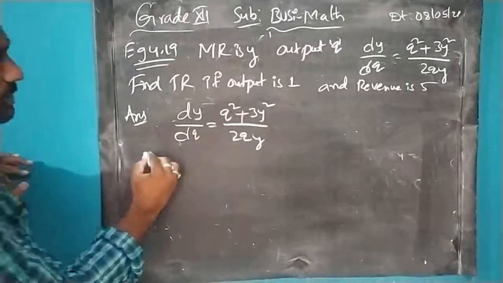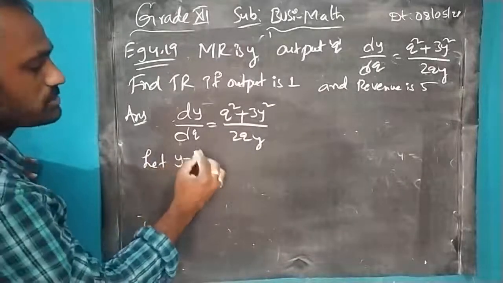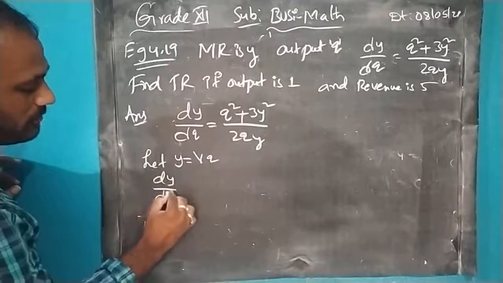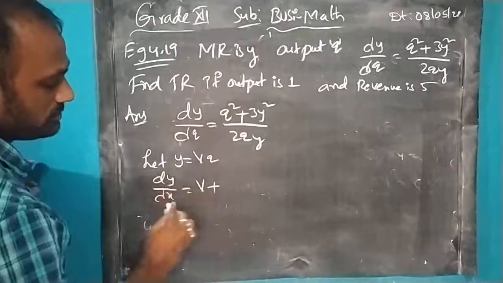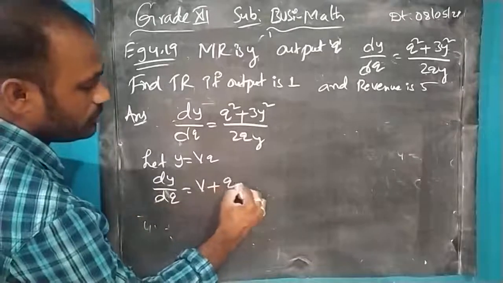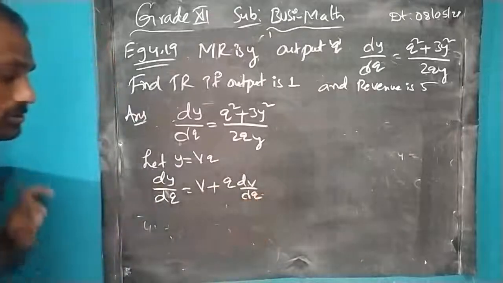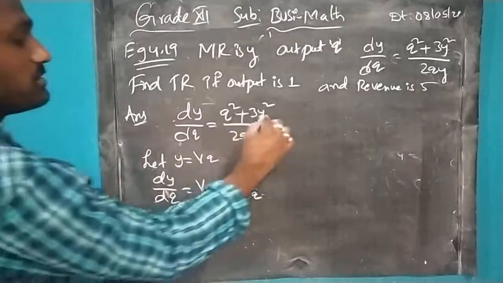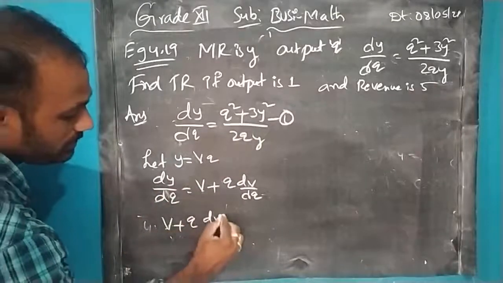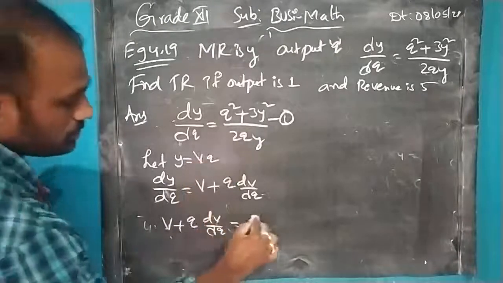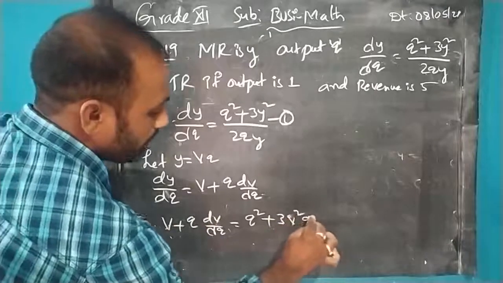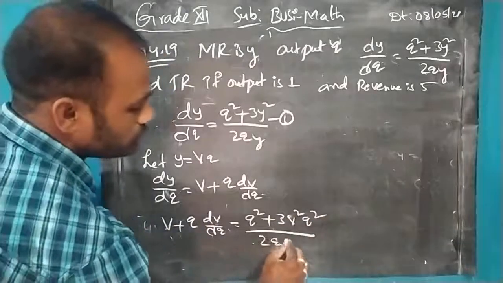So same concept. Here we will assume let y is equal to vq instead of vx. Same, no change at all. If I differentiate on both sides, it will become dy by dq is equals to v plus q dv by dq. Okay, let me substitute this in the first one. So v plus q dv by dq is equals to q square plus 3 into v square q square divided by 2q vq.